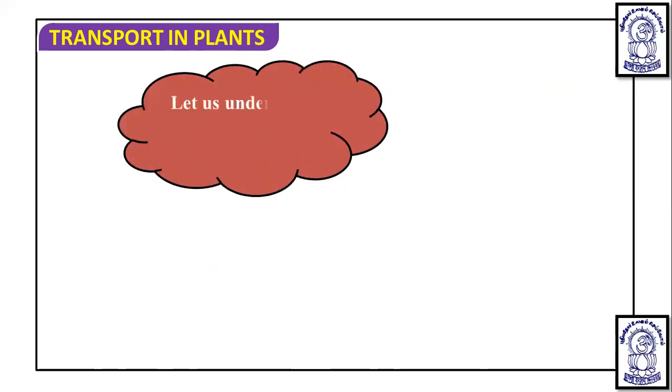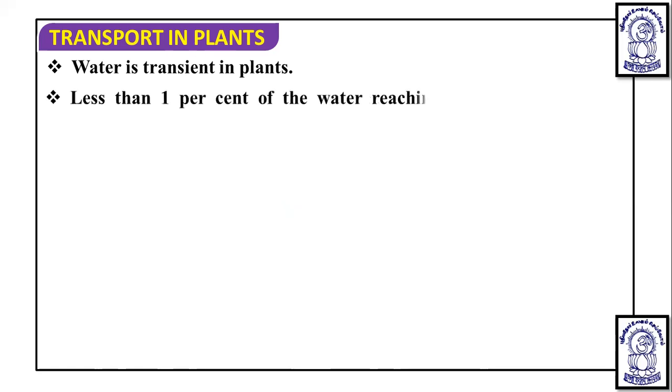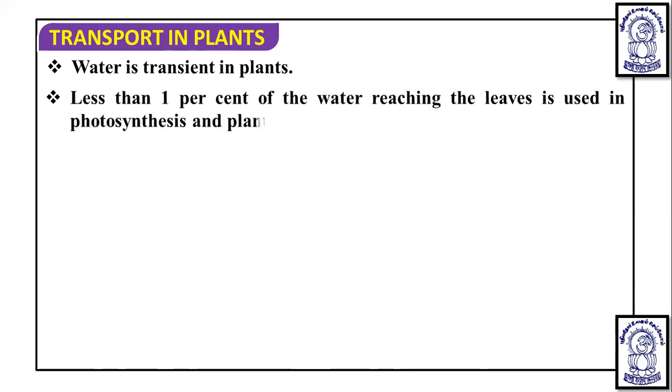How does this work? Let's discuss. Let us understand what generates transpiration pull. First, we have to understand how transpiration pull is generated. Water is transient, meaning water will remain in a plant for a certain period of time. After absorption, after a certain period of time, it will be removed out of the plant.